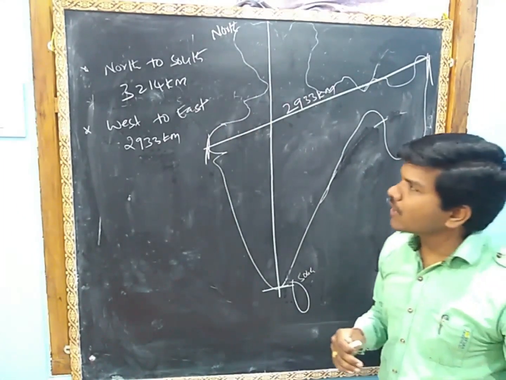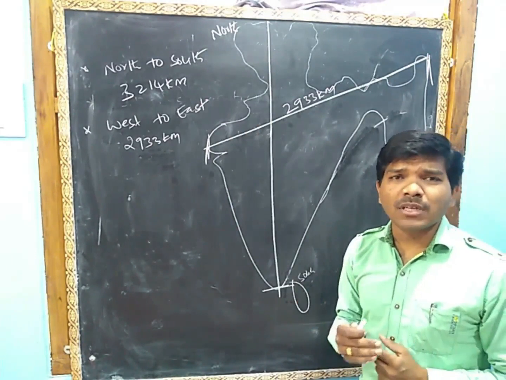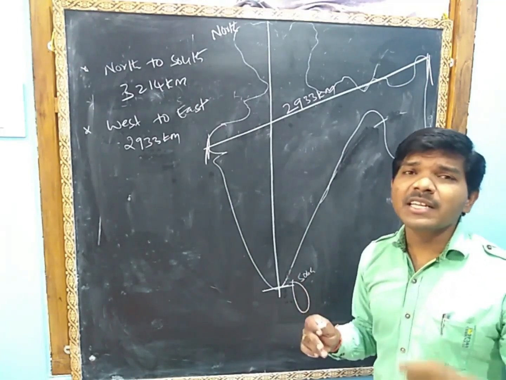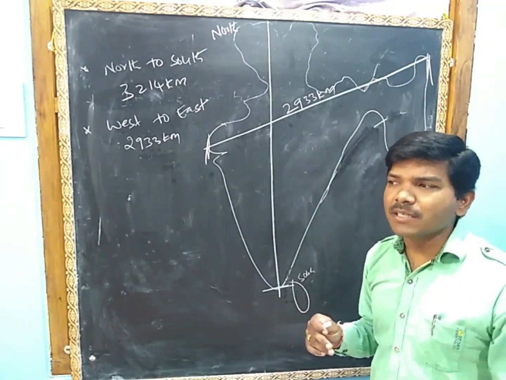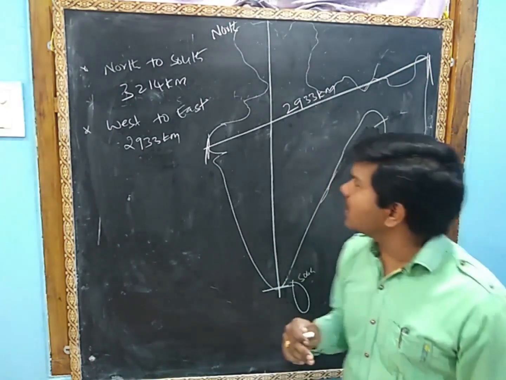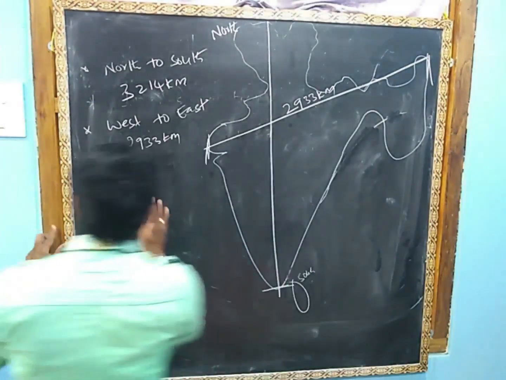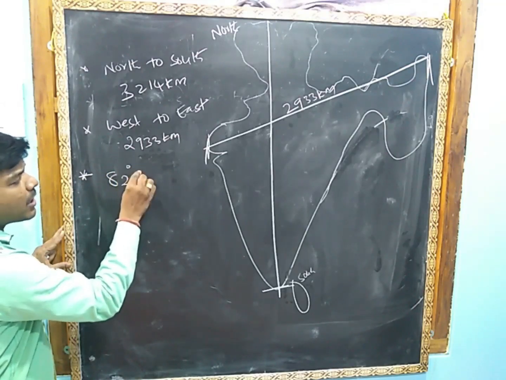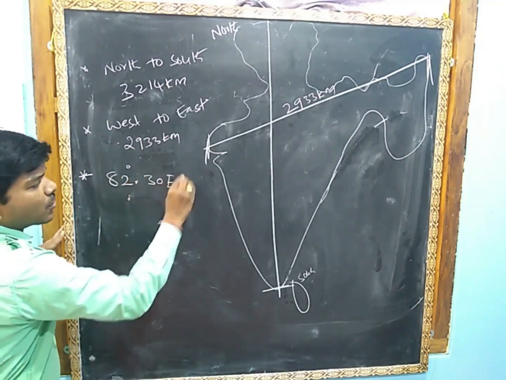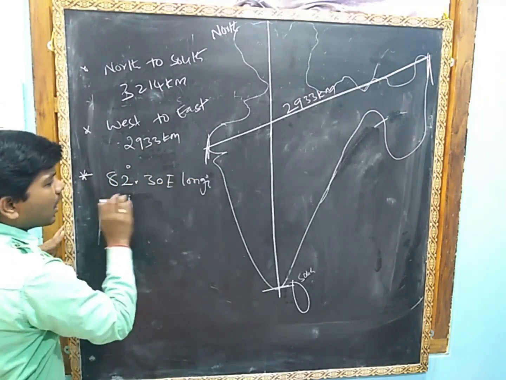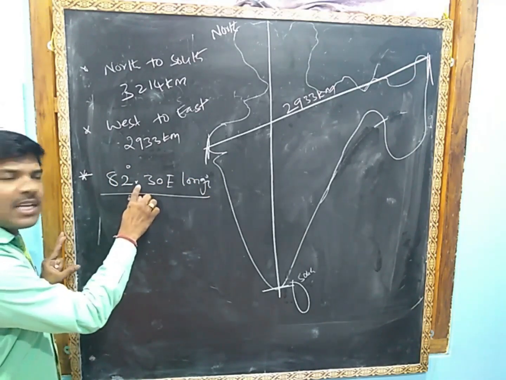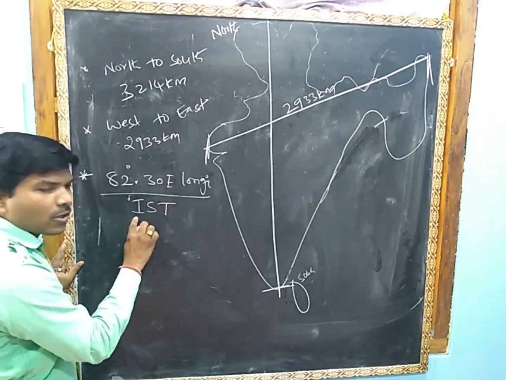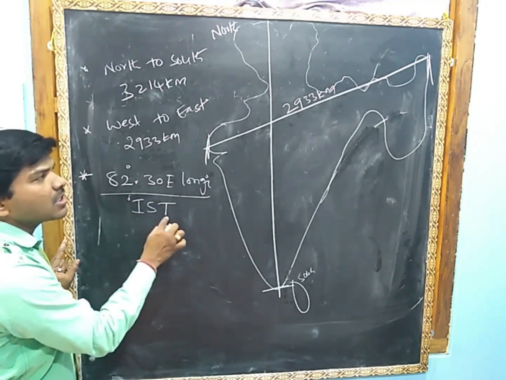Next, one more thing: we have learned about time zones, and we also learned in 9th class about Indian Standard Time and Greenwich Mean Time. In 9th class we learned that the 82 degrees 30 minutes east longitude is considered Indian Standard Time. It is also called IST, Indian Standard Time.